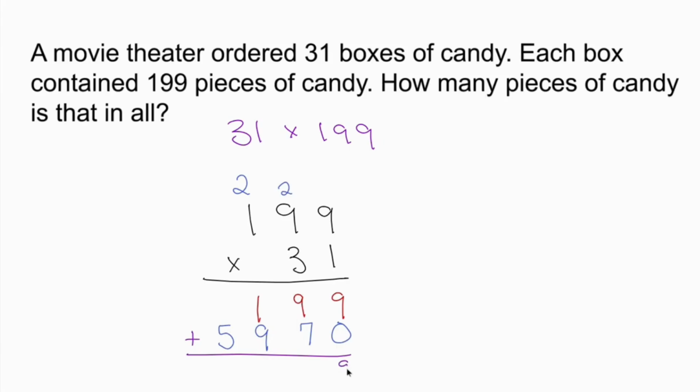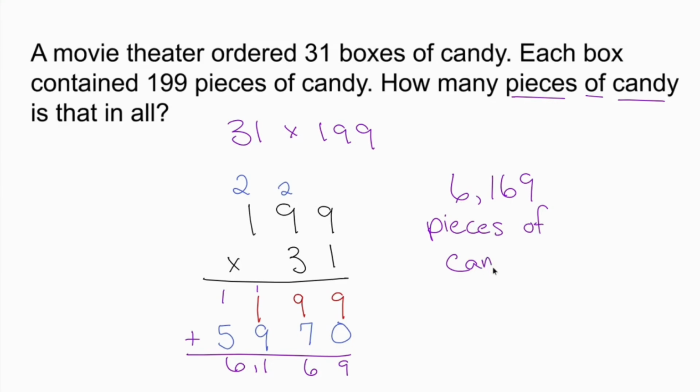9 plus 0 is 9. 9 plus 7 is 16. Write out your 6. Carry the 1. 1 plus 1 is 2. 2 plus 9 is 11. Write out your 1. Carry over a 1. And 1 plus 5 is 6. So the number we get is 6,169. Now this is a word problem, so let's answer using words. How many pieces of candy is that in all? 6,169 pieces of candy.